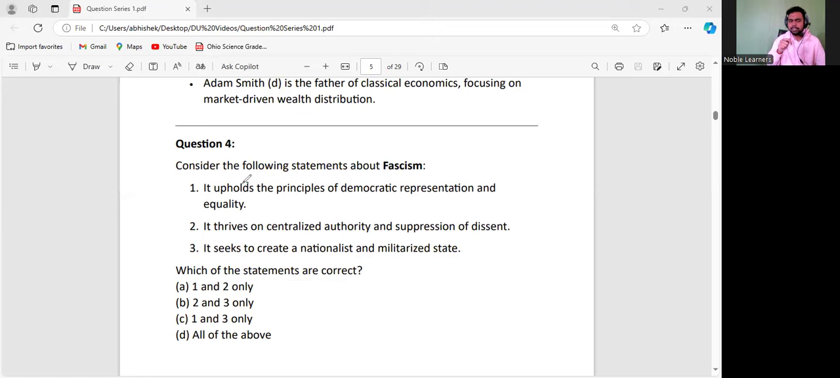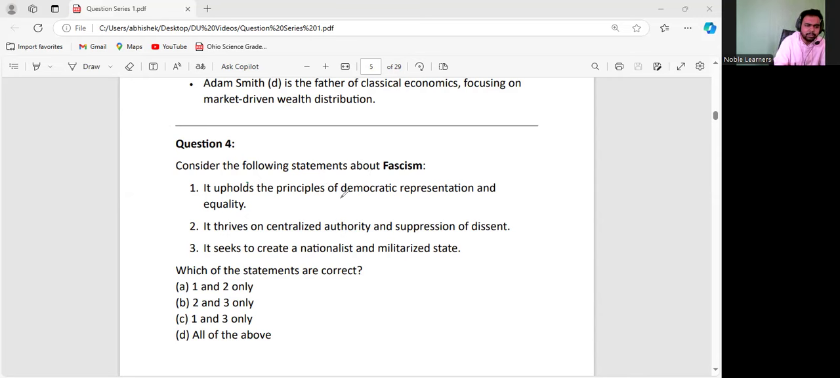This is what fascism believes. The state knows everything. The state is omnipotent, the state is everything, and omniscient. So the state is all-knowing. Therefore, you just need to surrender yourself to the state and you would be done. Okay, this is what fascism says.